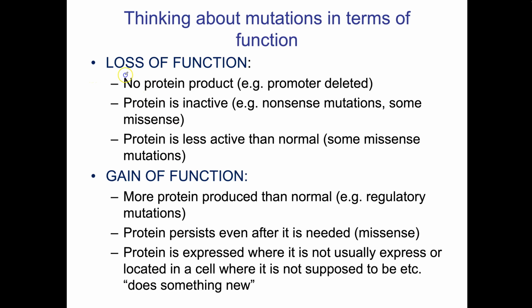There are loss of function mutations, so that means there is less of the protein, or it's less effective, or there's no protein and it's not effective at all. And there's gain of function. The gain of function means there's more of the protein's activity than normal. So for example, it's expressed too much and you have twice as much protein as you should have. It may persist even when it's not needed anymore.